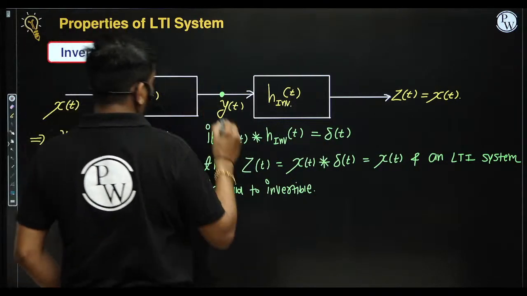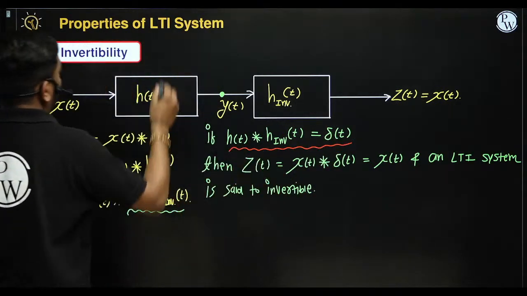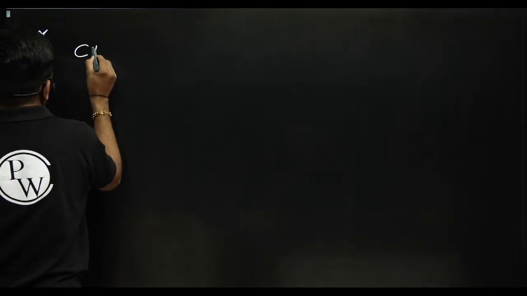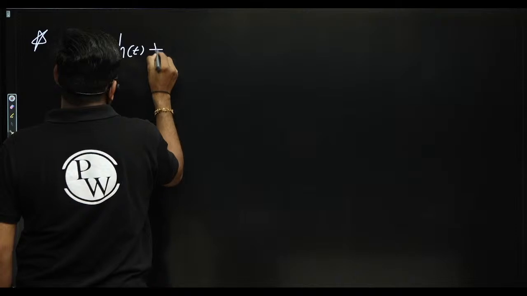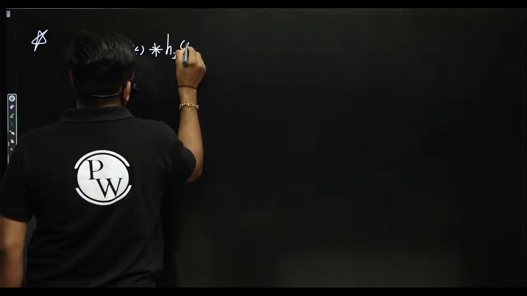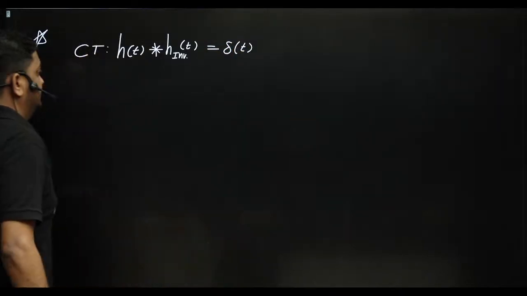In the same way, we can write this for the discrete time system also. This is the condition for the continuous time. See, we got the condition for the continuous time system: it is invertible only if the convolution of h of t with its inverse system impulse response, h inverse of t, is del t.